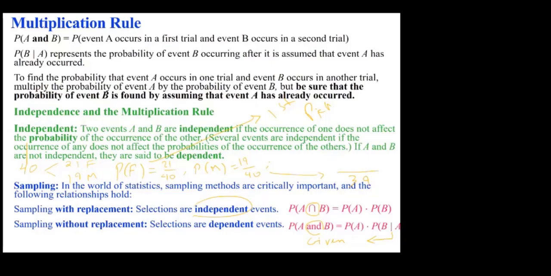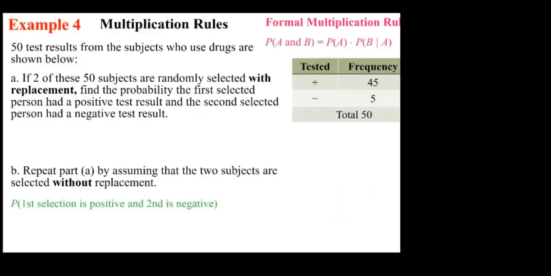Let's look at an example. 50 test results from the subjects who use drugs are shown below. A. If 2 of these 50 subjects are randomly selected with replacement, find the probability the first selected person has a positive test result and the second selected person has a negative test result. This is with replacement. The first selection is positive and the second selection is negative. So we really use the basic formula of independency as follows. Probability of A intersection B is the probability of A times the probability of B.